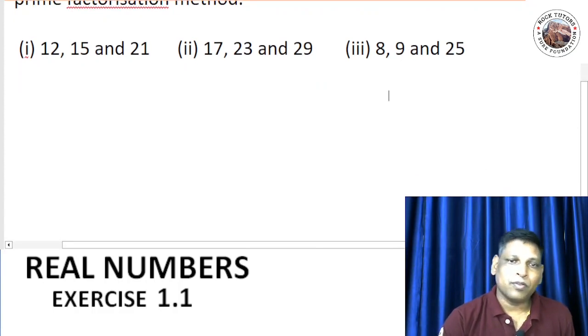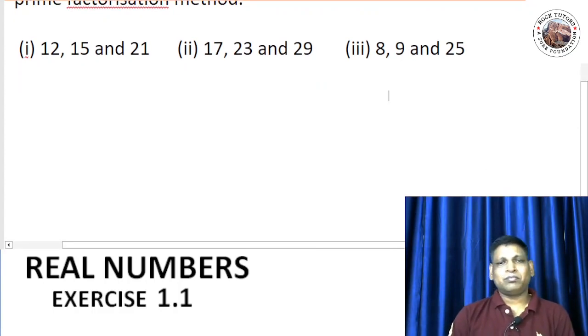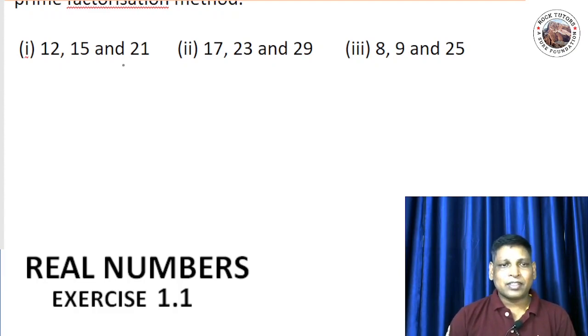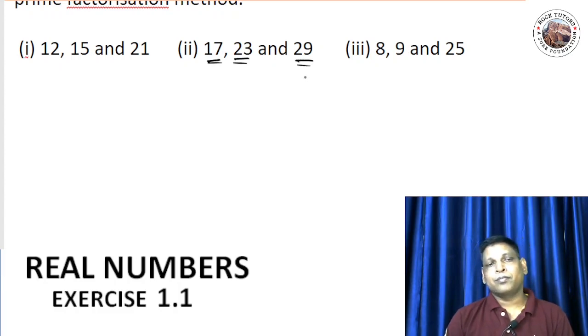So we will do one question. Let us take the second question: 17, 23, 29. 17 is a prime number, 23 is also a prime number, 29 is also a prime number. Then what is the LCM? When they are prime numbers, we have to multiply the three numbers directly, then we get the answer.